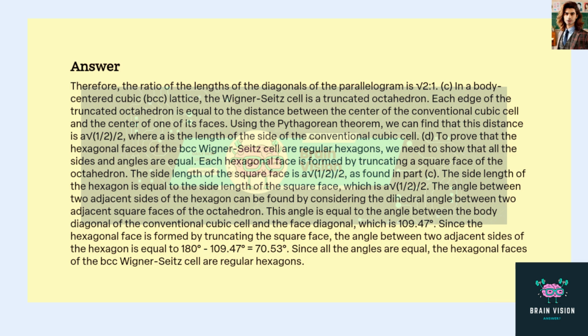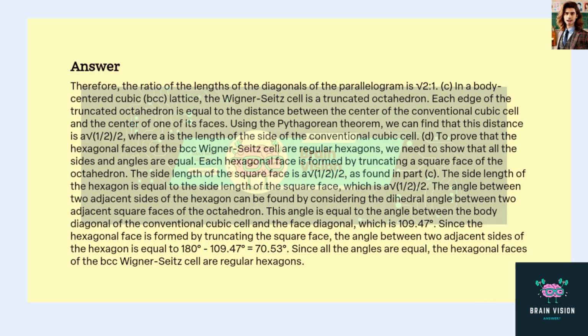Therefore, the ratio of the lengths of the diagonals of the parallelogram is √2 : 1. In a body-centered cubic BCC lattice, the Wigner Seitz cell is a truncated octahedron. Each edge of the truncated octahedron is equal to the distance between the center of the conventional cubic cell and the center of one of its faces. Using the Pythagorean theorem, we can find that this distance is a√(1/2)/2, where a is the length of the side of the conventional cubic cell.